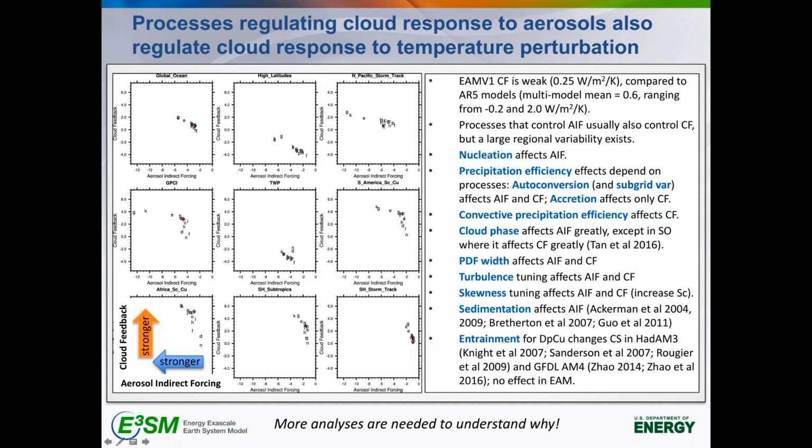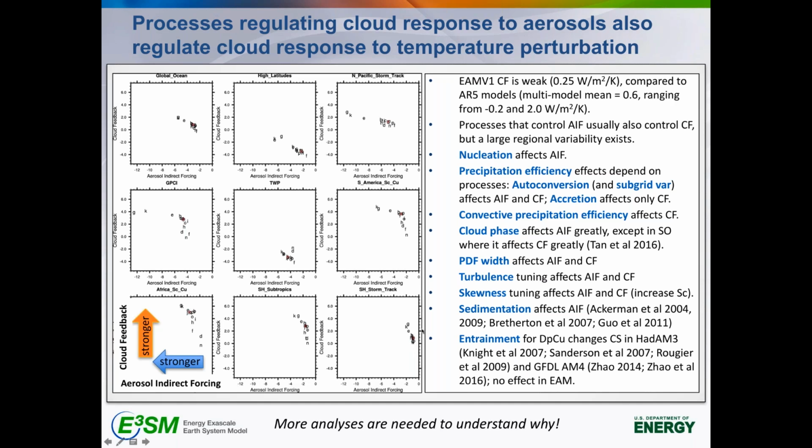And the second thing I found interesting is that there's a very large regional variability. So in the Northern Pacific storm track, where present-day aerosol plays a role, these changes mostly affect aerosol indirect forcing, but have little effect on the cloud feedback. But for the Southern Hemisphere storm track, the changes mostly affect cloud feedback and don't change the aerosol indirect forcing because there's not much anthropogenic aerosol there.